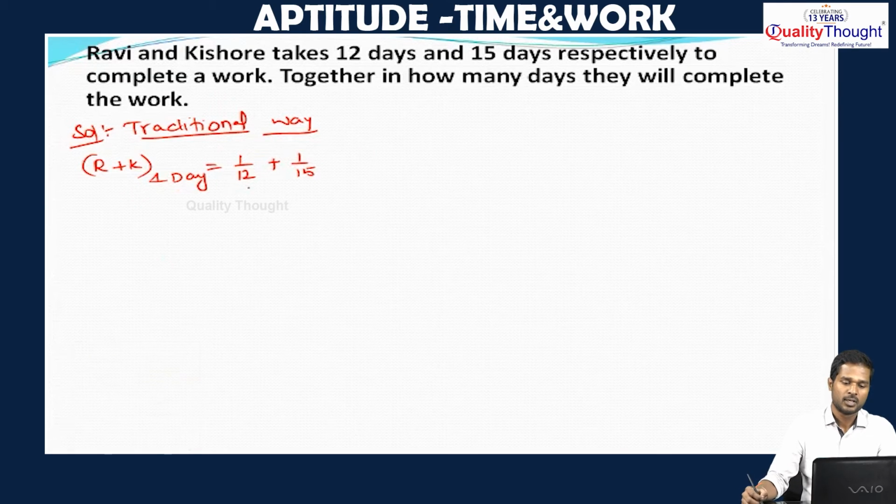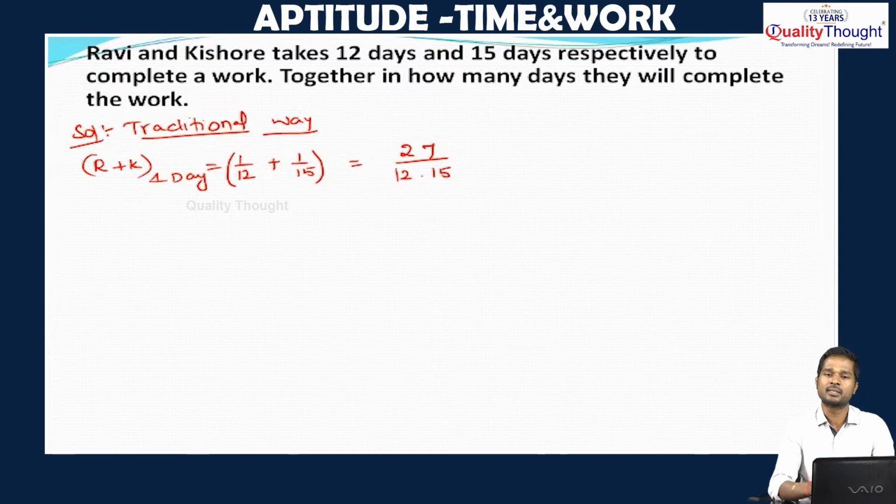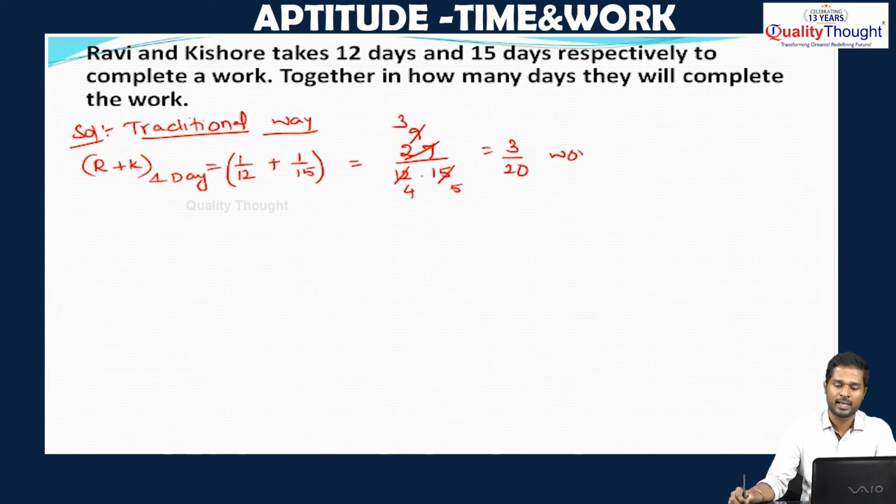Now see, we have written 1 day work of both of them to find out, if they work together, what is the amount of work they will complete in 1 day. If you take the LCM here, this is 12 plus 15, 27 by 12 into 15. So this is 3 4s are 12, 3 9s are 27, 3 3s are 9, 3 5s are 15. So it is 3 by 20, the work done by both of them together in one day.